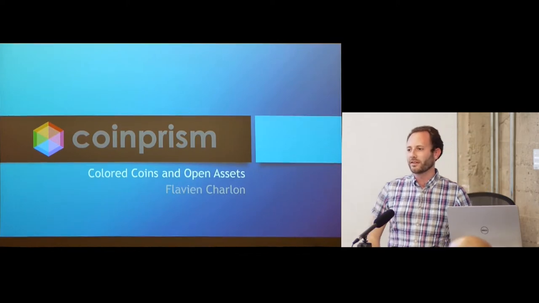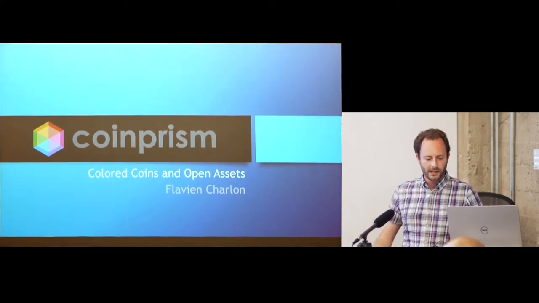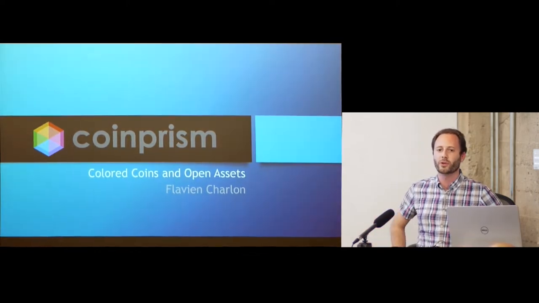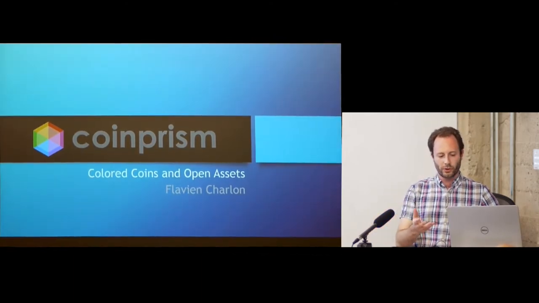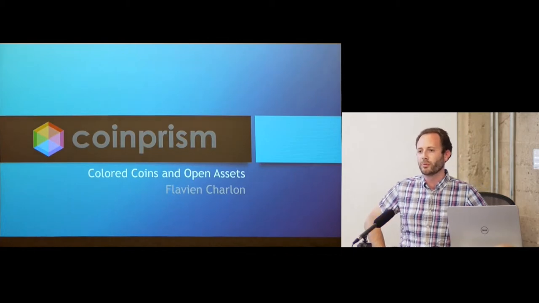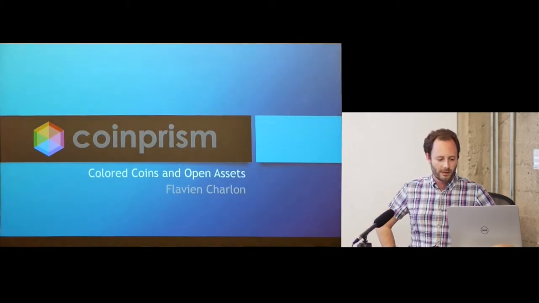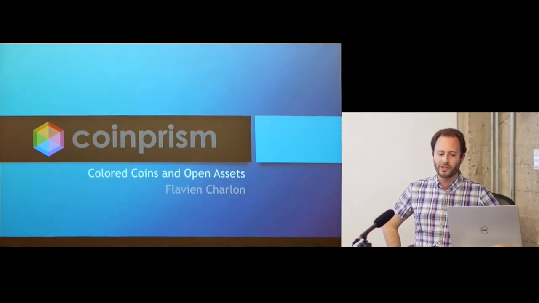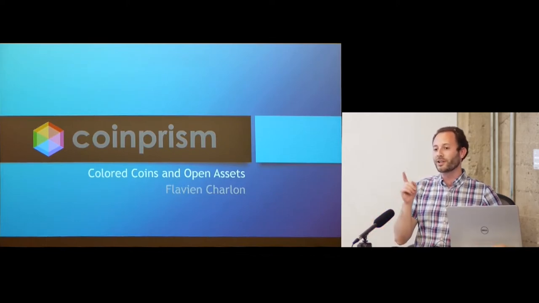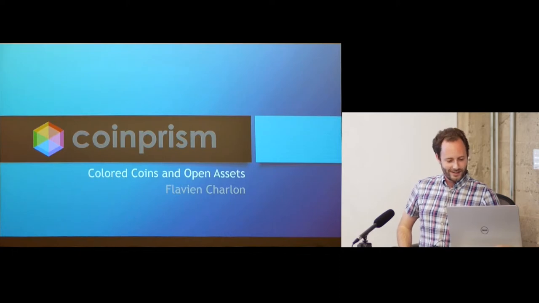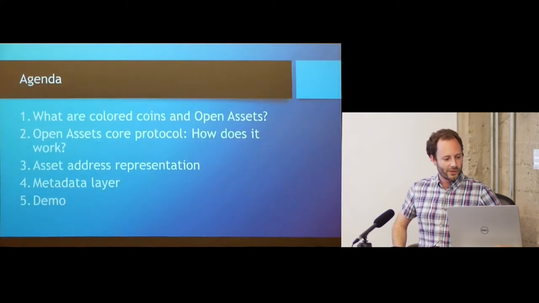So Coinprism, like Tariq said, is basically the first production-ready wallet for colored coins. And so we will talk about that today, and we will talk about the protocol called Open Assets. Unfortunately, I won't be talking about blueberry pancakes. However, we can talk about blueberry pancake coins if you want. And we will see that later.